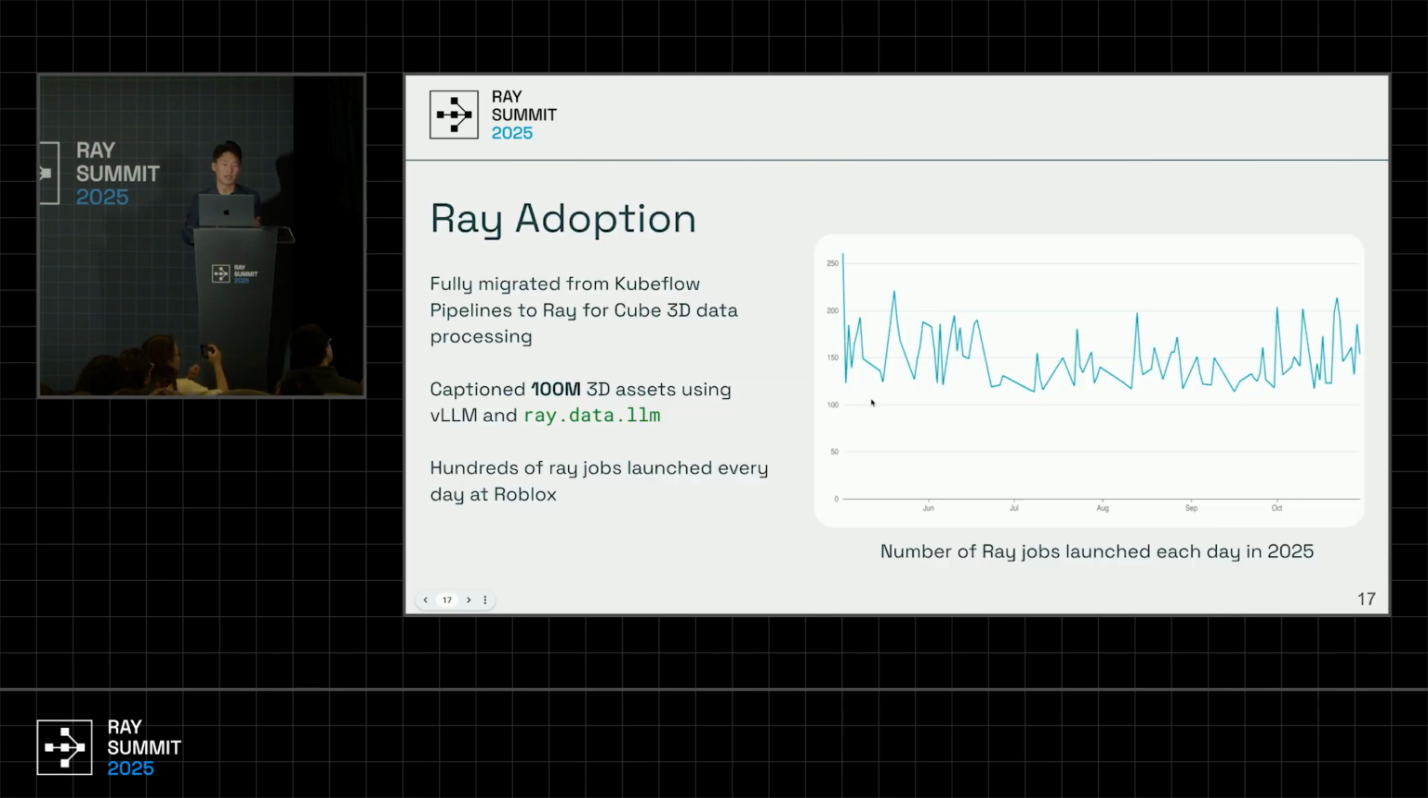The adoption of Ray at Roblox has been tremendous. As everyone here knows, foundation models have a huge, insatiable appetite for data, and we have fully migrated from Kubeflow pipelines to Ray for the Cube 3D data processing. For example, we have captioned over 100 million 3D assets using vLLM, which we contribute to, and I think our contributor is sitting right there, Roger. And then we also use the Ray Data LLM library. So collectively as a company, we have launched hundreds of Ray jobs every day. And most of these Ray jobs are actually training jobs, which Liangjun will talk more about.